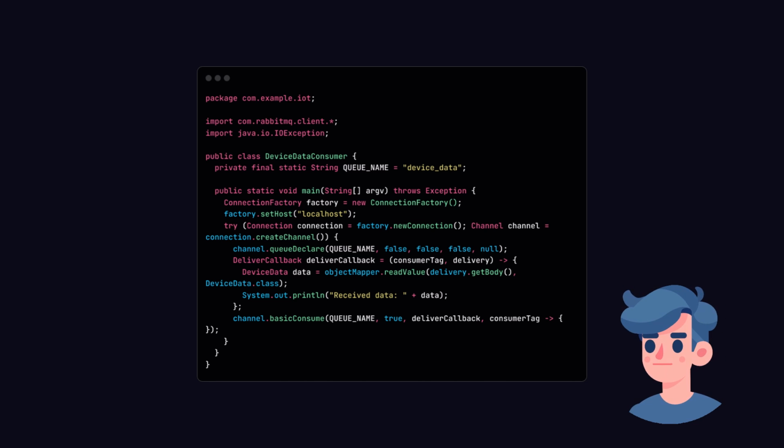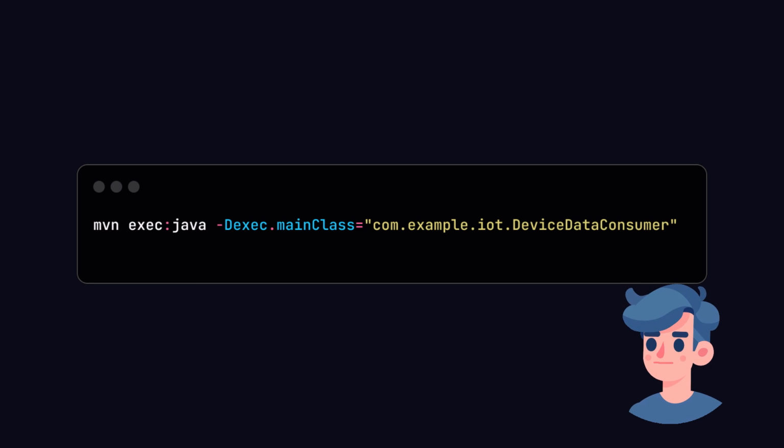We'll create a new class named DeviceDataConsumer. Run the DeviceDataConsumer class in a separate terminal. This service will now be listening for any incoming messages in the queue. When a device sends data, it will automatically retrieve it from the queue and process it.